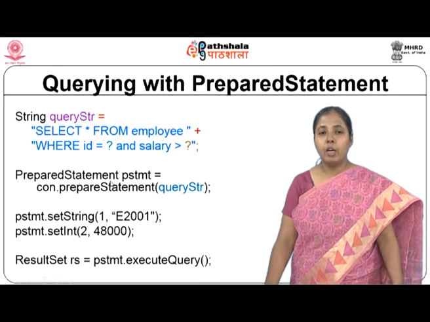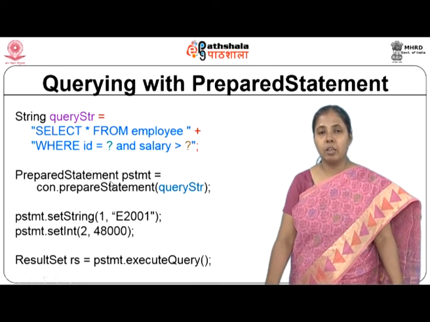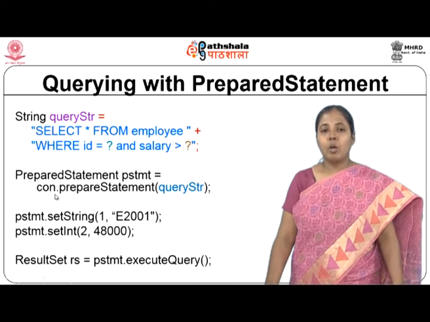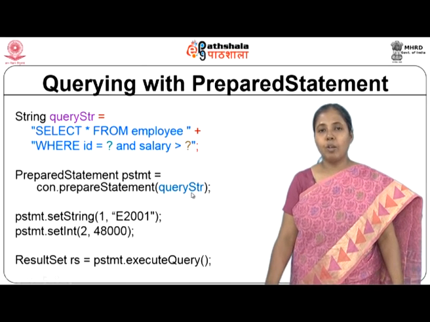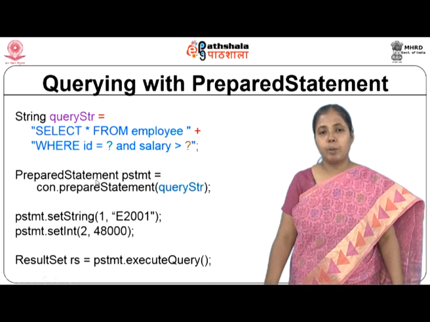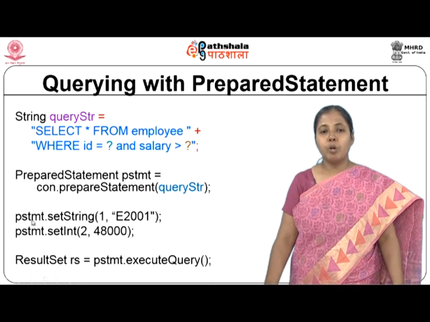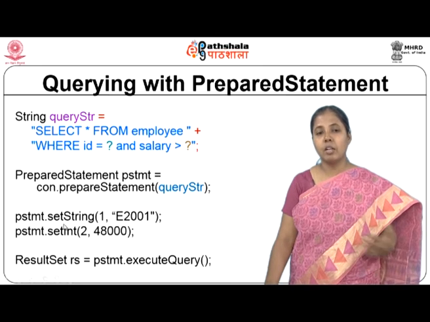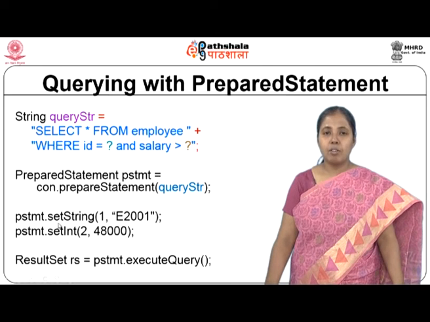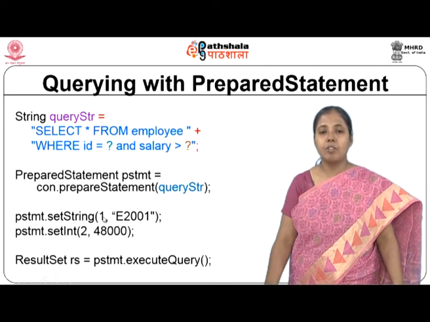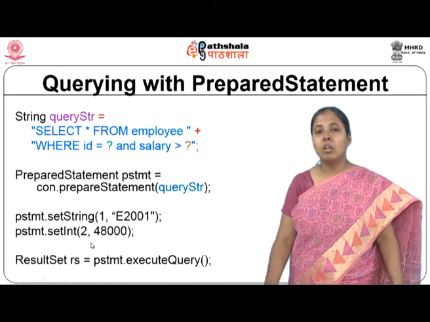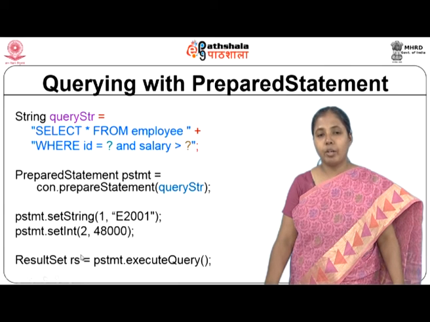Now we create a prepared statement object. We do not create a statement object, instead we create a prepared statement object. So, connection object dot prepare statement, you give the query string, and you get a prepared statement object. Now, on this prepared statement object, you can set the values, either getting them from the user through the keyboard and then setting them. Here we use set string, this is the column index, the first column index which is going to be the ID, and the next one is the salary field. The second column index, the salary, is going to be 48,000.